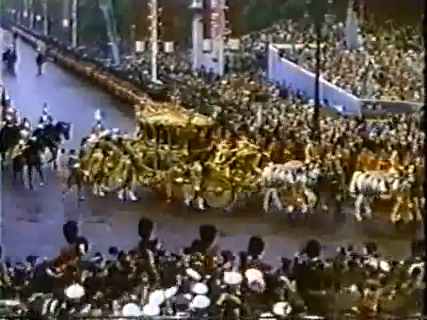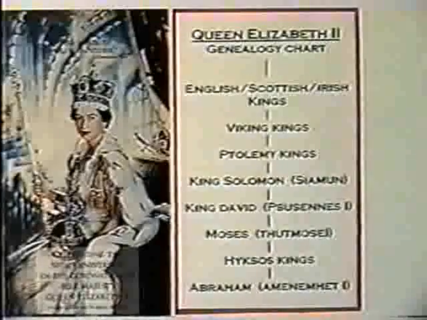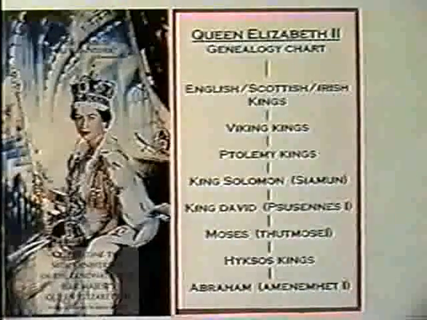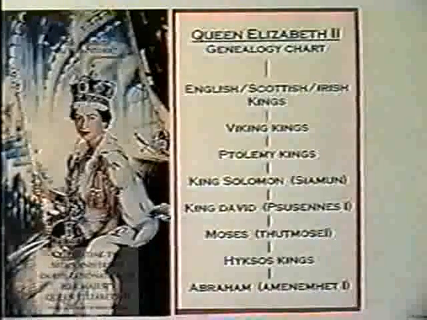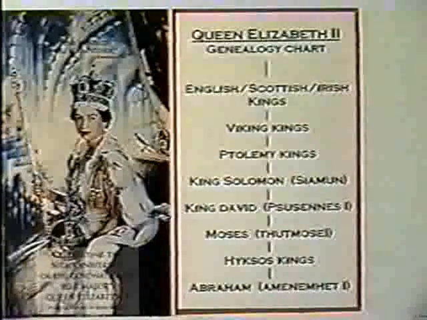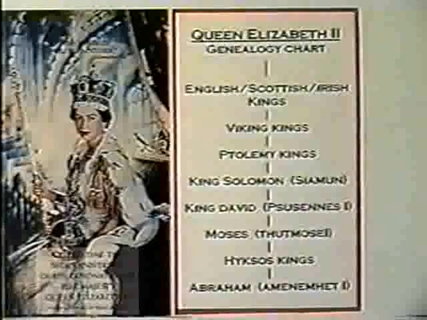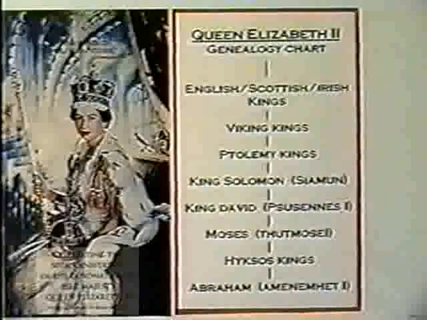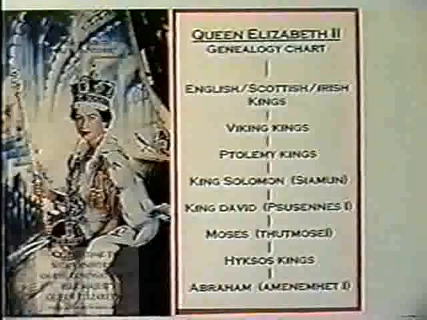Today, Queen Elizabeth II is the head of state of the great nation of the Hebrew Covenant called Great Britain. Her genealogy chart, according to the College of Heralds in London, traces her blue bloodline back to Abraham, who many modern scholars believe to be the Egyptian pharaoh, Amenemhet I. By connecting 22 dots, the true Hebrew and royal Egyptian identity of Queen Elizabeth II comes into focus.